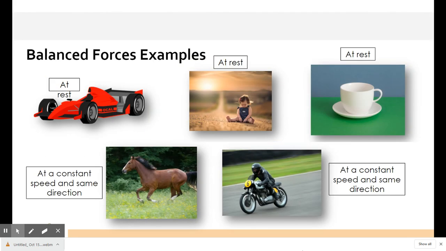Okay, so here's some examples of balanced forces, right? A car just sitting in your garage, or a little kid sitting on the ground, or a cup on your table. But not all balanced forces are things that are perfectly still.